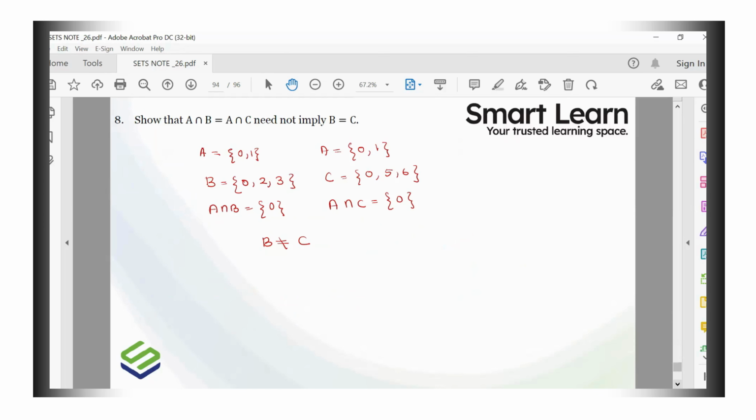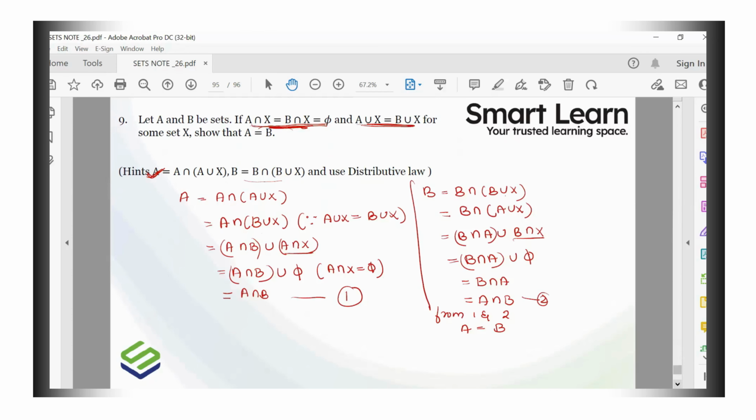Now, show that A intersection B equal to A intersection C need not imply B equal to C. So we will explain with an example. A is {0, 1}. B is {0, 2, 3}. Here what is A intersection B? {0}. Here A is {0, 1}, C is {0, 5, 6}. Here also A intersection C is what? {0}. But that doesn't mean both B and C sets are equal.